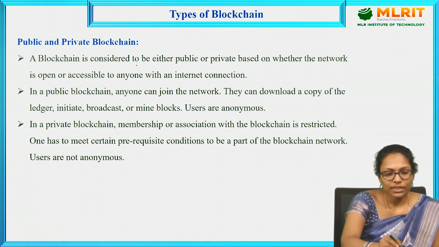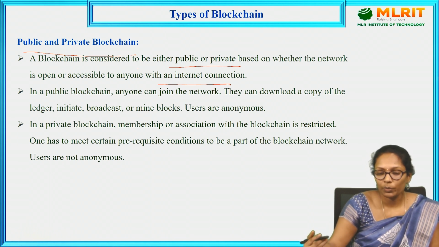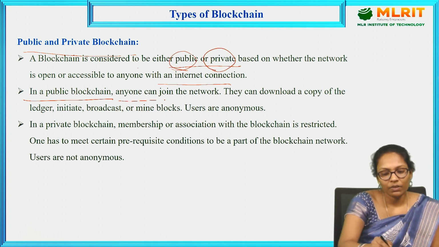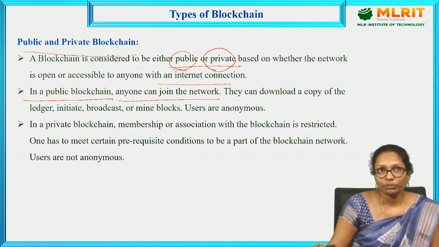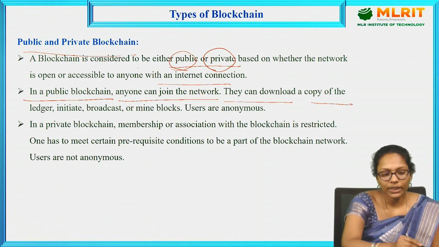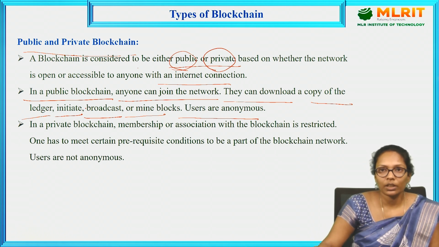A blockchain is considered to be either public or private based on whether the network is open or accessible to anyone with an internet connection. So based on whether everyone can access the network or not, it is divided into public and private. In the public blockchain, anyone can join the network. They can download a copy of the ledger, they can initiate transactions, they can broadcast or mine the blocks. Users are anonymous. Here in the public blockchain, anyone can join the network and all the users have equal rights.